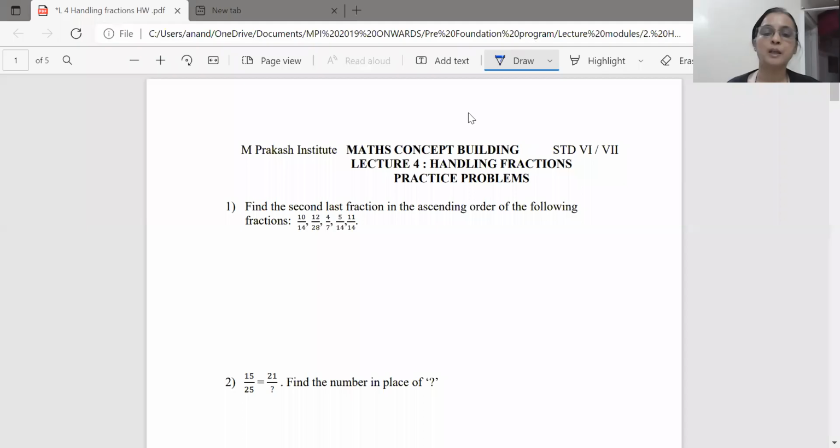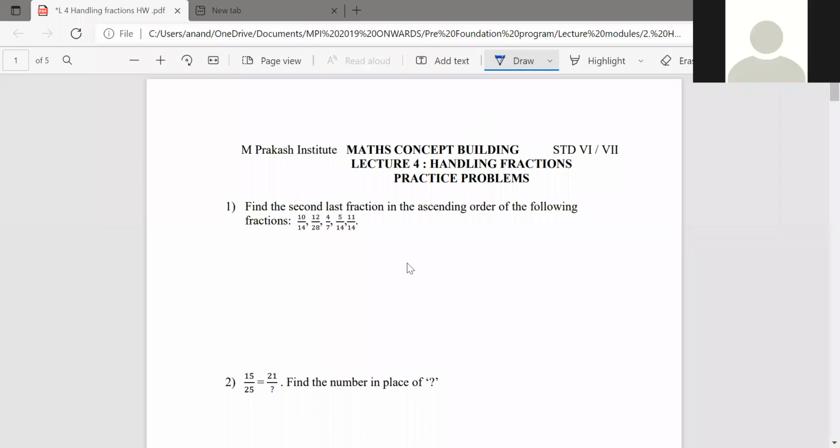So this is our first question. 5 fractions are given and we have to find the second last fraction in the ascending order. That means the greatest but one, the largest and the one before that. Okay, that is what we need to see.